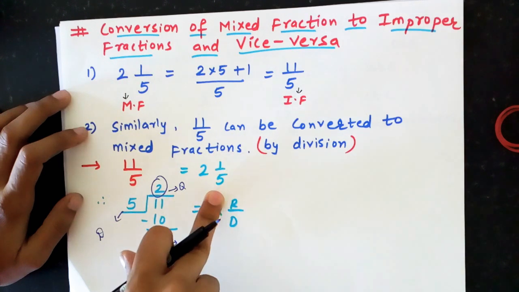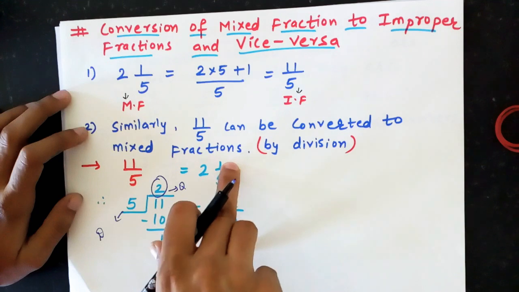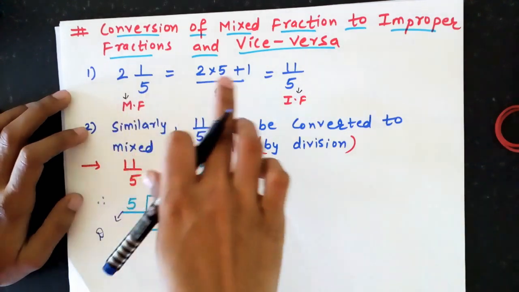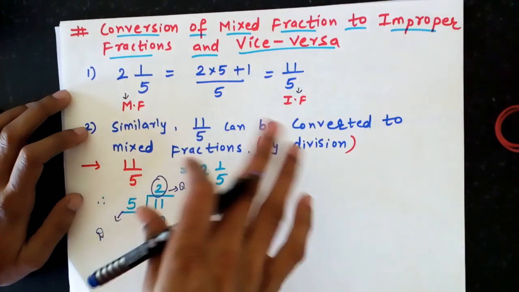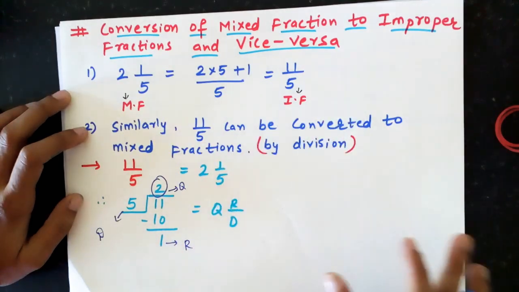Now if you want to check whether it is correct or not, you can check it like this: 5 2s are 10, plus 1, 11. So 11 upon 5, we are getting this. Yes. So a mixed fraction can be converted to improper, and an improper fraction can be converted to mixed. Both ways of conversion are possible. So this was about the mixed fraction.